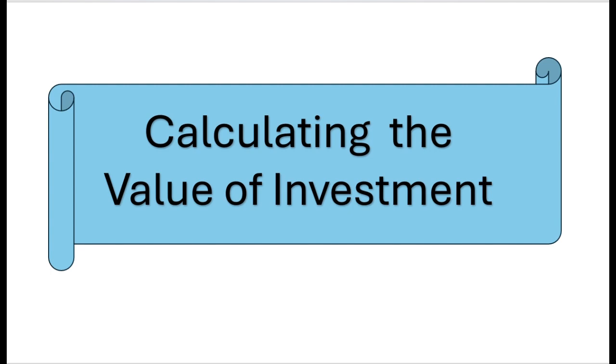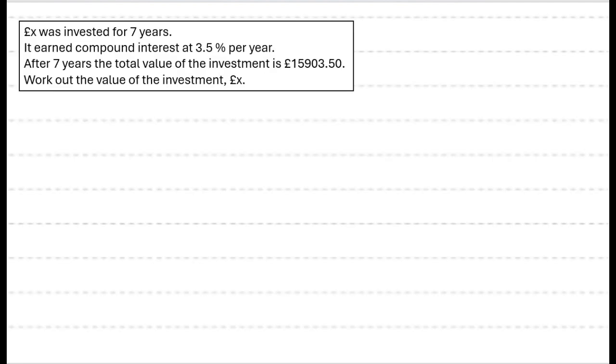Let's work out the value of investment, which is the initial amount. X pounds was invested for 7 years. It earned compound interest at 3.5% per year. After 7 years, the total value of the investment is £15,903.50. Work out the value of the investment, which is the initial amount of X pounds.